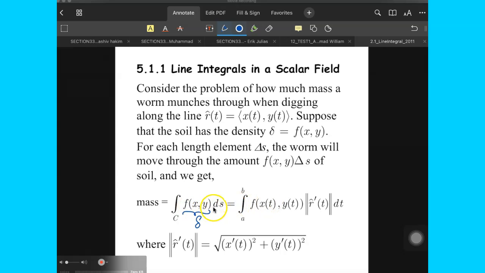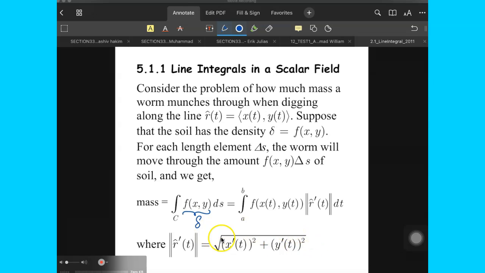Okay, so now how can you evaluate this one? Firstly, you have to convert ds to dt by using the formula. If you relate this with something kinematic, r prime is the velocity, and the magnitude of r prime is the speed. So we can also call this the speed. Okay, so now we managed to convert from ds to dt. So what is the r prime magnitude?